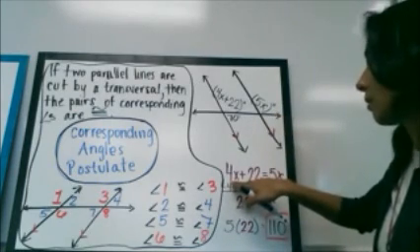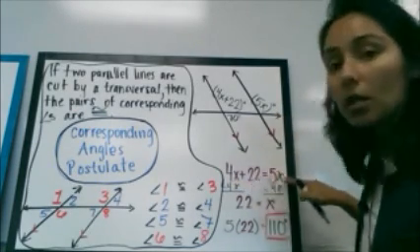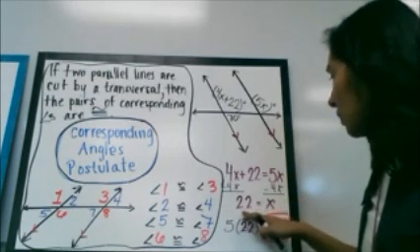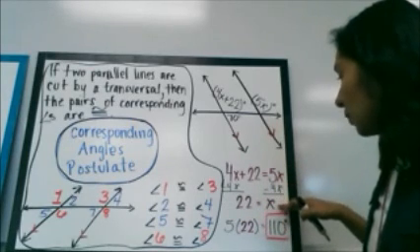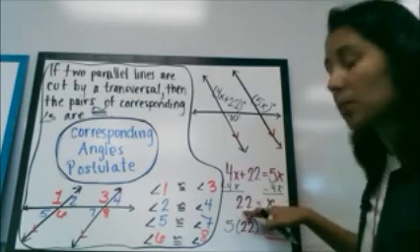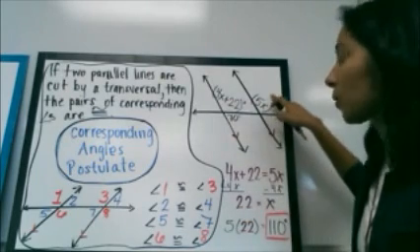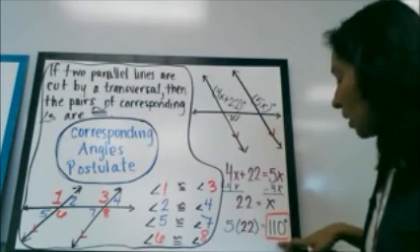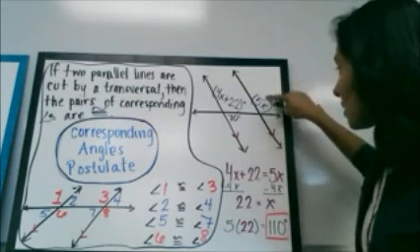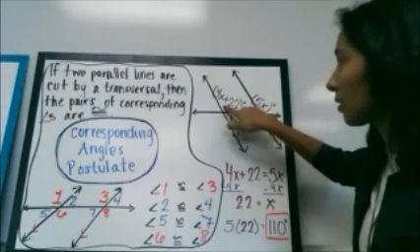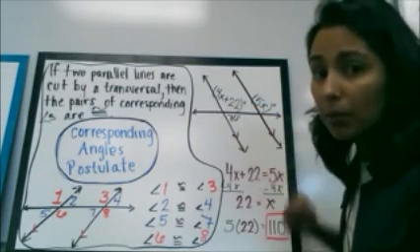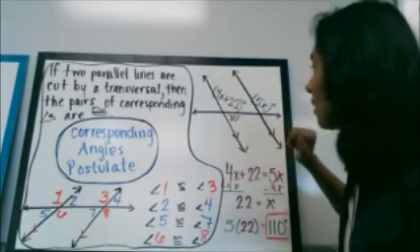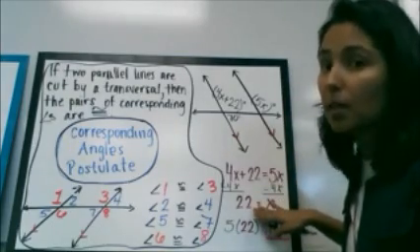I set my 4x plus 22 equal to the 5x, subtracted 4x on both sides. I got 22 equals x because 5 minus 4 leaves me with 1x. And then I substituted the 22. You could have picked either one. I chose the 5x because that was shorter. 5 times 22 gives me 110, which means that this angle is 110 and that angle is 110. Some of you figured out right away that I could have just subtracted 70 from 180 and figured out what the angle was. But sometimes you're going to have to find x and not just the angle.